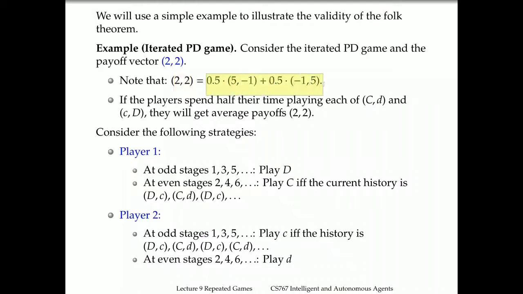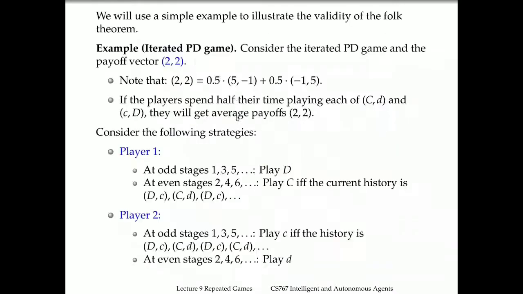Because it's part of the convex hull of the game, so of the set of payoff vectors. If the players spend half of their time playing each of the CD and DC, they will get an average payoff of 2 and 2. So why do I say that?